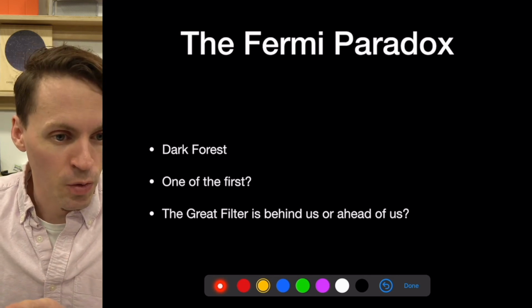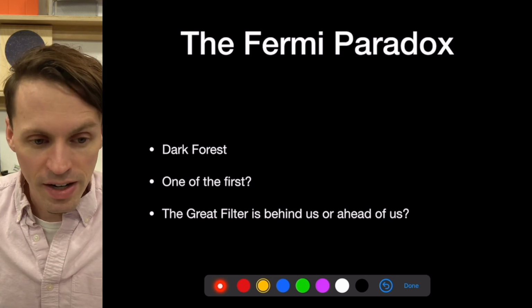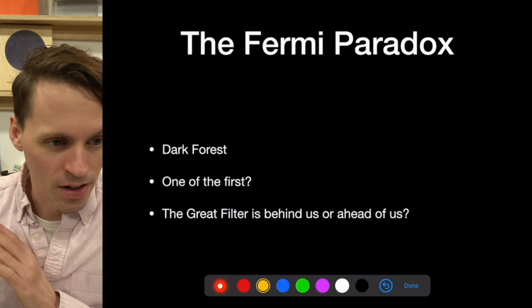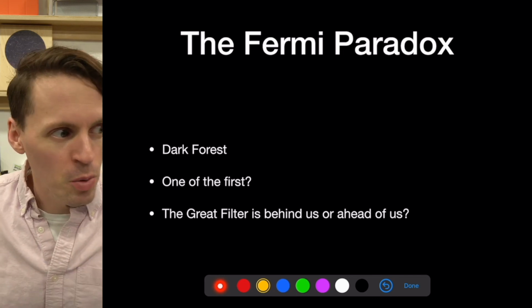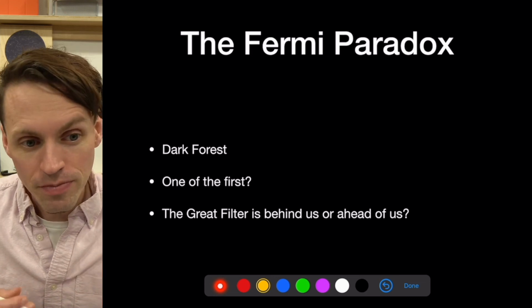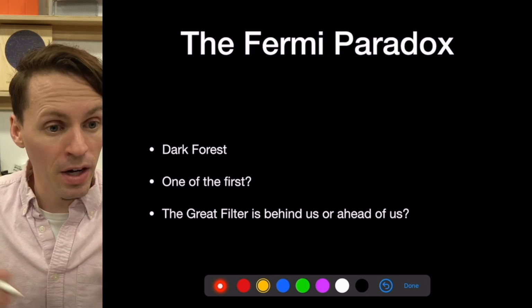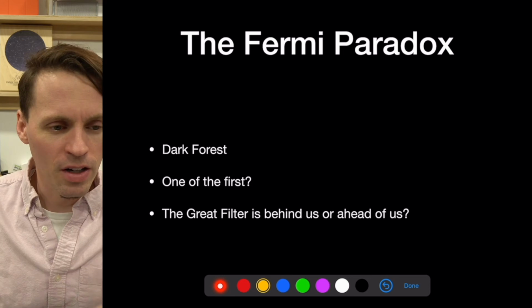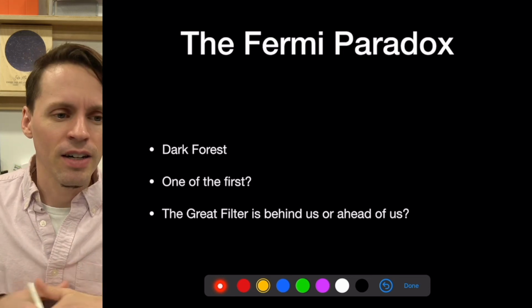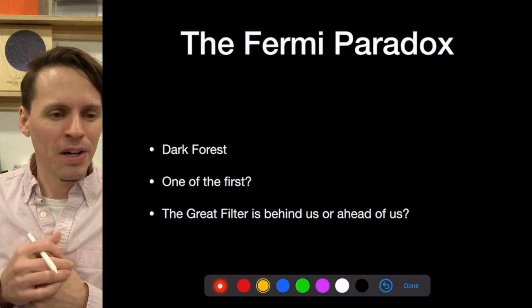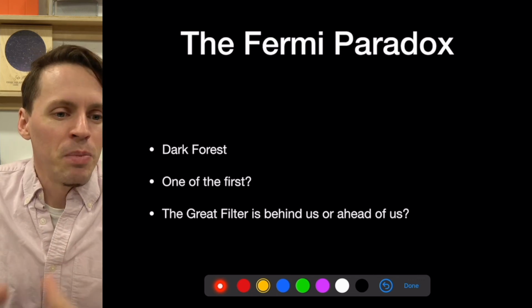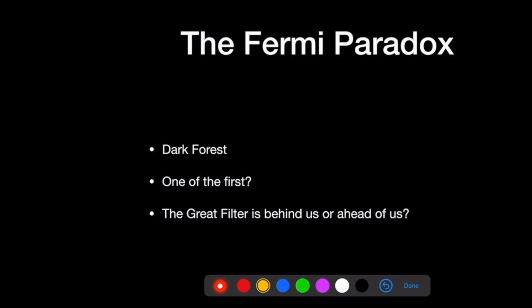So there's several possible solutions to that. One of them is the dark forest, which is aliens are there, they're out there, they see us, and they don't want to tell us. So they're hiding behind the trees. We are in the dark forest, and nobody wants to let anybody else know that they're there. It could be that we are one of the first. It could be that we are the only ones. That's definitely possible. But that doesn't really answer the paradox, because the paradox is, why would we be the only ones if it's so easy for life to develop?